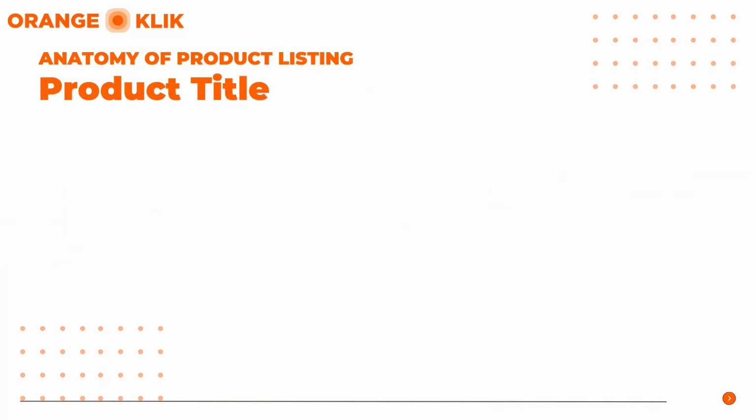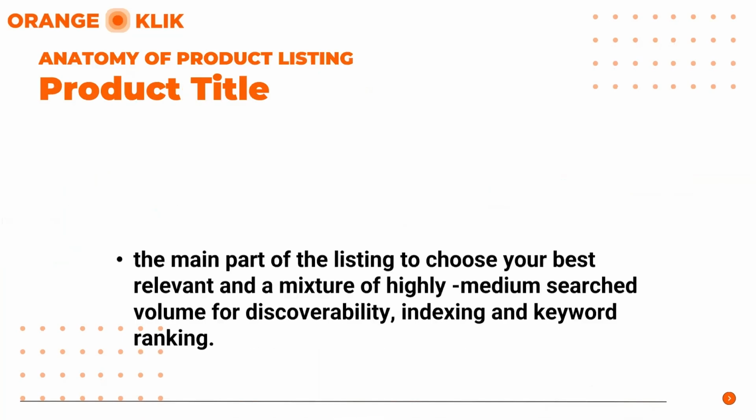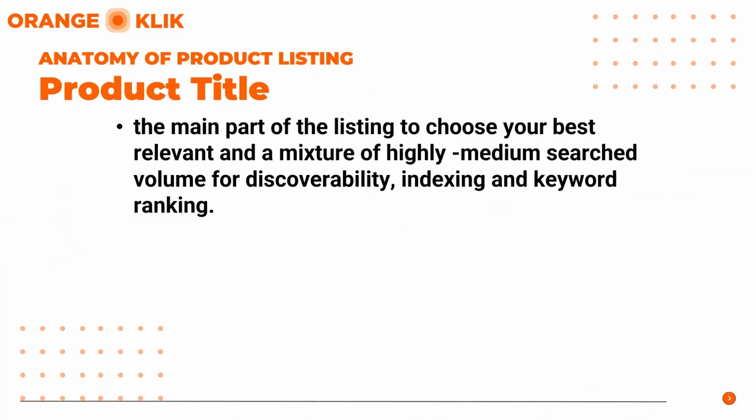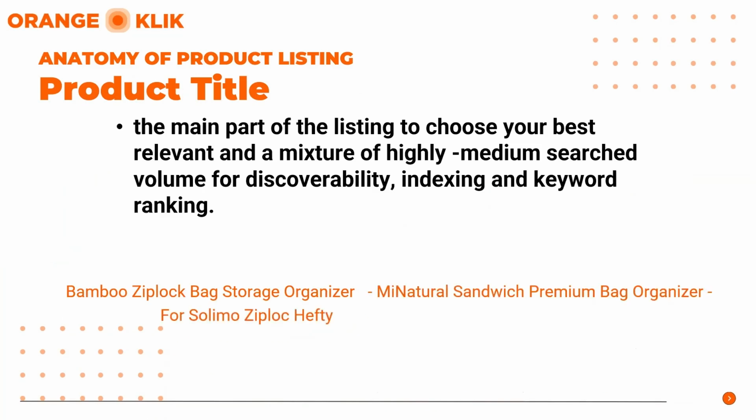First, the product title. It is the main part of the listing wherein you need to carefully choose your best relevant keywords and a mixture of high and medium search volume for discoverability, indexing, and keyword ranking. The suggested format would be to first put in the most relevant keyword for your product name, then for whom, your target audience, or for what, how, and the main product feature or benefit.